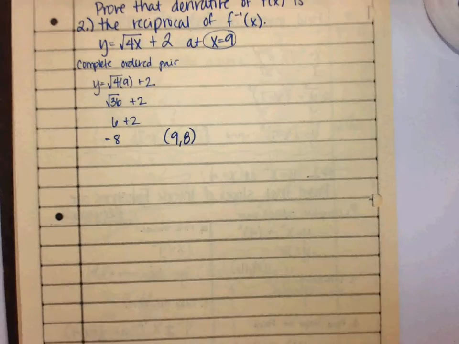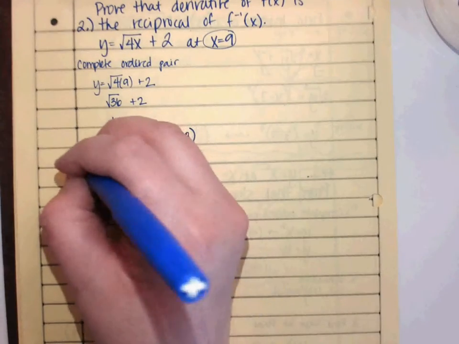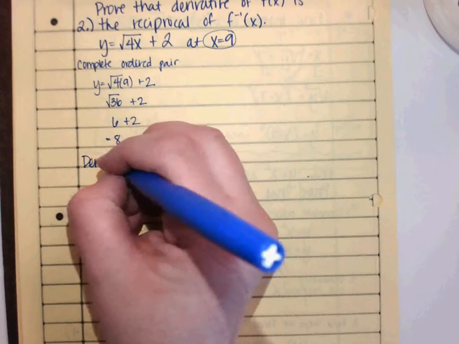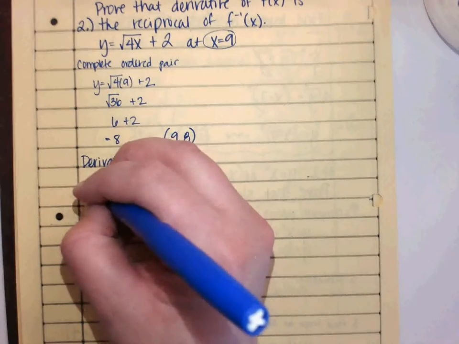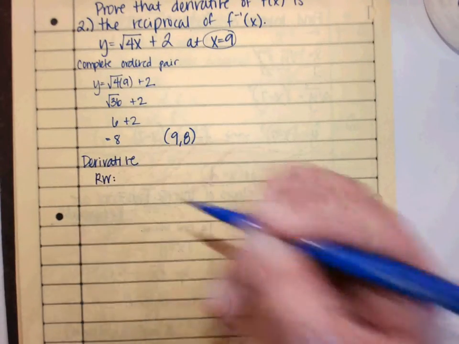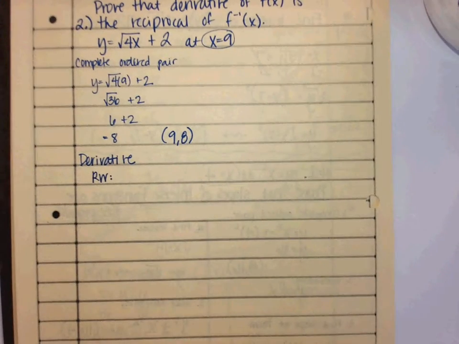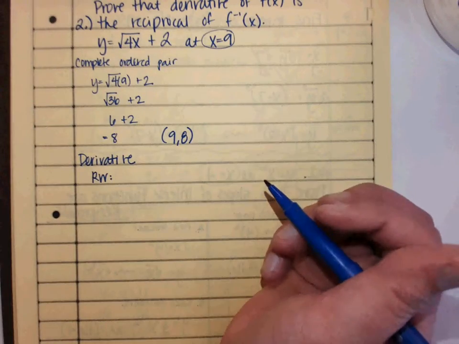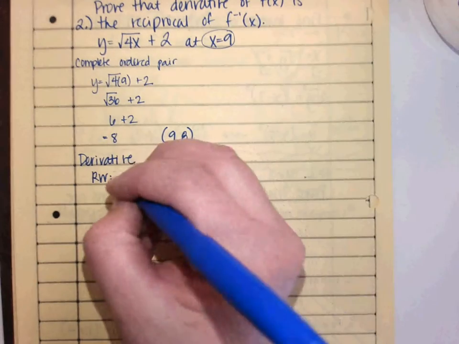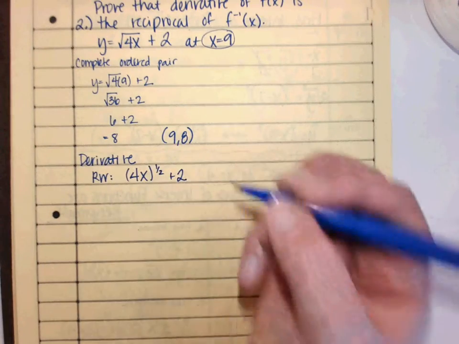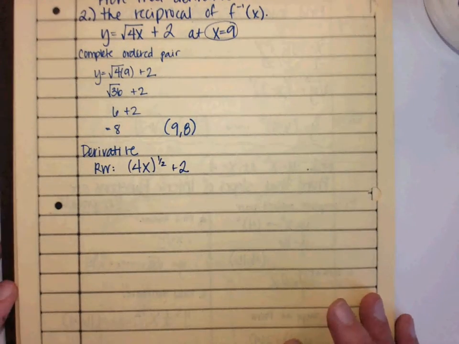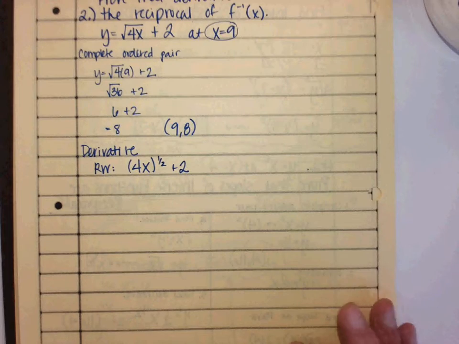From there, I'm going to take the derivative. In order for me to take the derivative of root 4x, I'm going to need to do a rewrite. So I'm going to put here RW. Remember, that stands for rewrite. And then what is a square root as a power? What fraction? To the 1/2. So it's 4x to the half plus 2. Now remember, that's not the derivative. I'm rewriting to take the derivative.